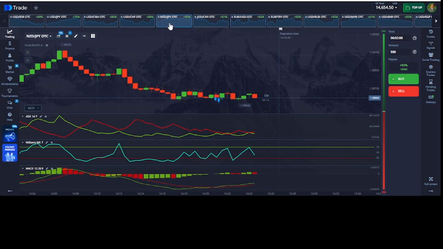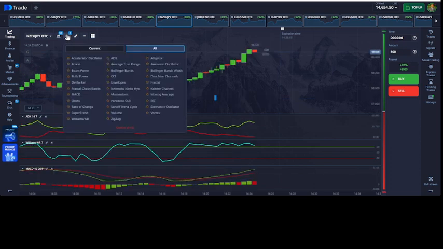Okay, so I'm going to be utilizing three indicators. The first indicator is the ADX indicator. If we click on the indicator icon here, the ADX indicator is here. The Williams percent R indicator is down here, and the MACD, or moving average convergence divergence indicator, is here.